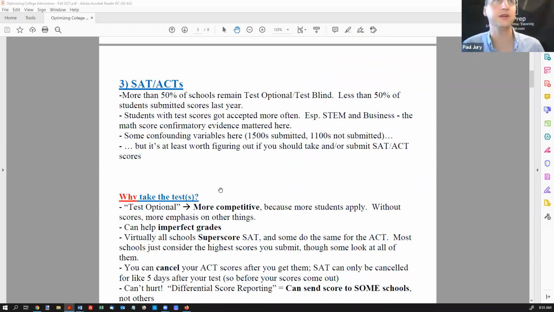I want to talk a few minutes about the SATs and ACTs. Forgive my cough, by the way. I'm still getting over this lingering cold, which is another good reason we're on Zoom.